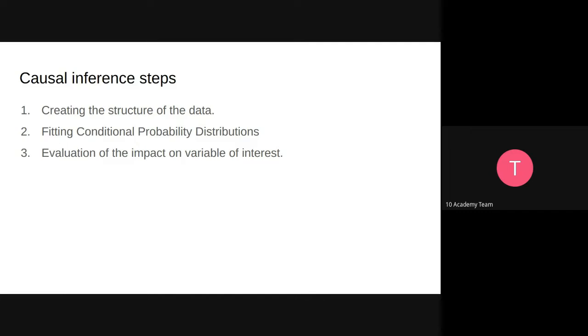And the second one is fitting the conditional probability distribution. Once we have built the structure, the second thing that we can do is to feed the data. Based on the cause and effect relationships, we can feed that data, and we can have a probability distribution for each of the features that are in the graph or in the structure. Based on that, we can build our own model on top of that. And finally, you can evaluate the impact of the variable of interest and make sure that the true causations for the features that we have are represented in the structure that we are building.